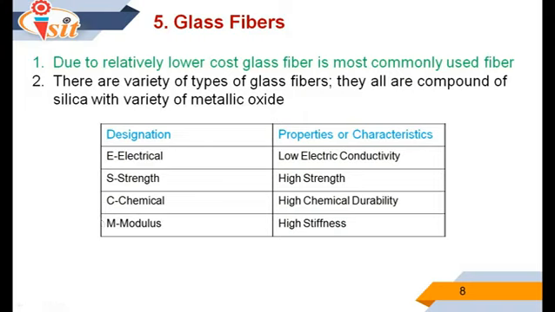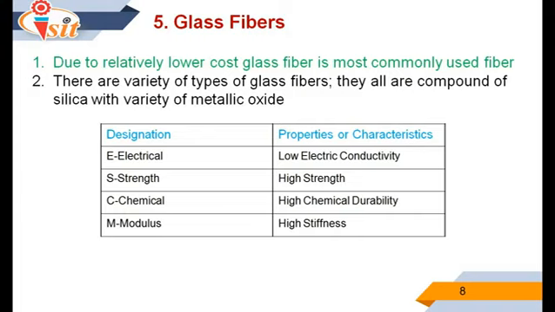Sometimes you have to make some confusion about which glass fibers you need to purchase, because a variety of types are available, like E glass, S glass, M glass, and so on. What is the meaning of this E, C or S? So E stands for electric. That fiber has low electric conductivity. S stands for strength, and such a glass fiber has very high strength.